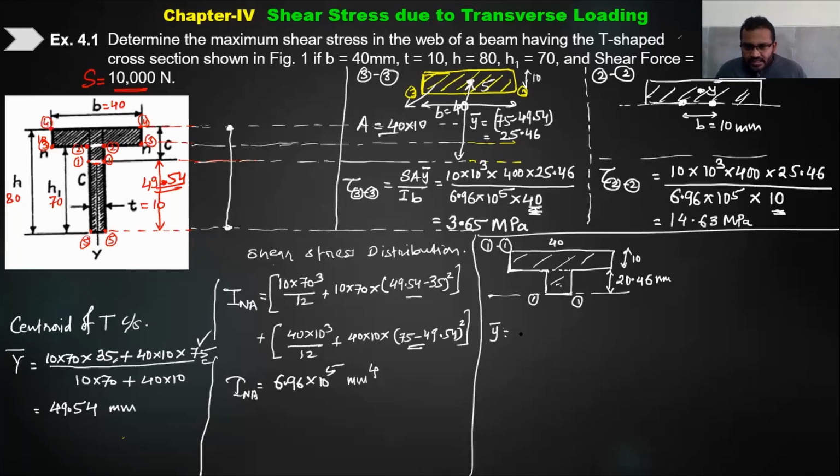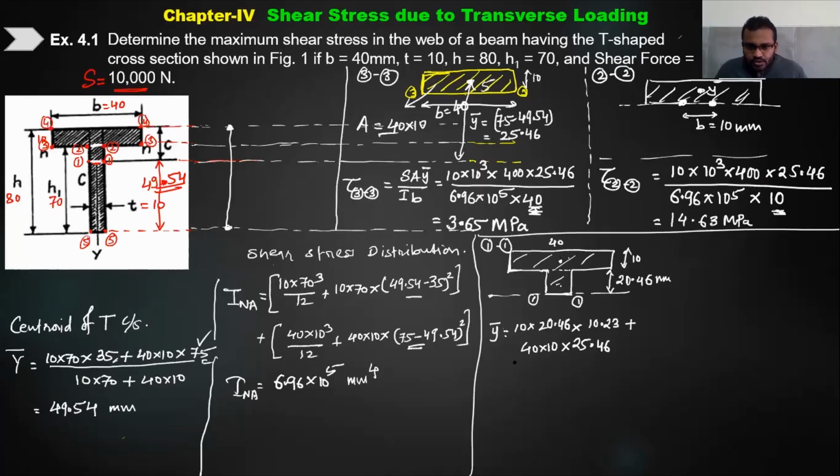तो ये छोटा वाला एरिया कितना रहेगा? It will be 10 multiply by 20.46 बराबर ना, इनटू उसका वाई बार कहाँ पे आएगा? 20.46 का हाफ आएगा 10.23, प्लस दूसरा वाला एरिया कितना है? 40 इंटू 10, ठीक है, इंटू उसका वाई बार कहाँ पे आएगा? 5 पे, तो ये 20.46 प्लस 5, 25.46.